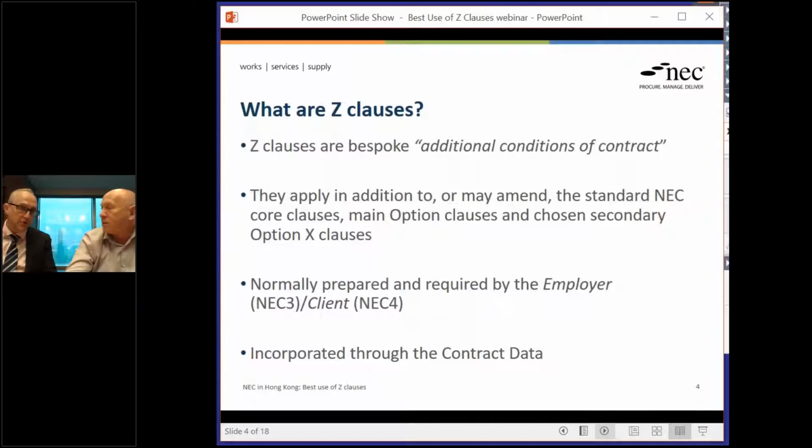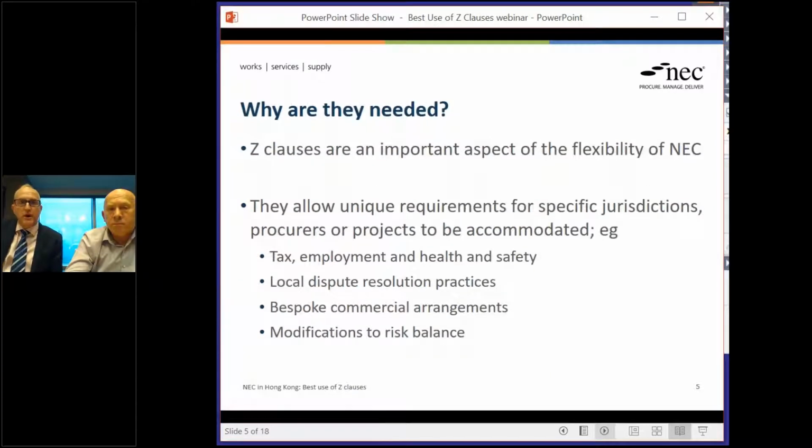Sometimes you can do it in other ways with a markup or something that indicates what's additional and what's not, and that would certainly be good practice, I think, to do that. Okay. Well, moving on then to the next question: why are Z clauses needed?